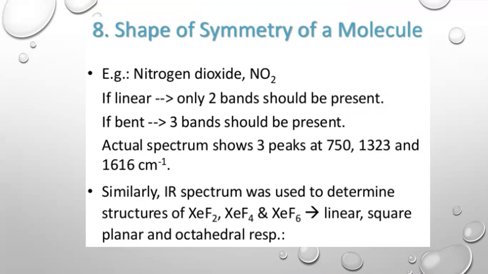For example, nitrogen dioxide can be present in the linear form or bent form. Nitrogen dioxide: if the molecule is linear, we get 2 bands. If the molecule is bent, then we get 3 bands. The actual spectrum of nitrogen dioxide shows 3 peaks. So we can conclude that nitrogen dioxide is not a linear molecule. Similarly, on the lines of this principle, we can determine the structure of more molecules.